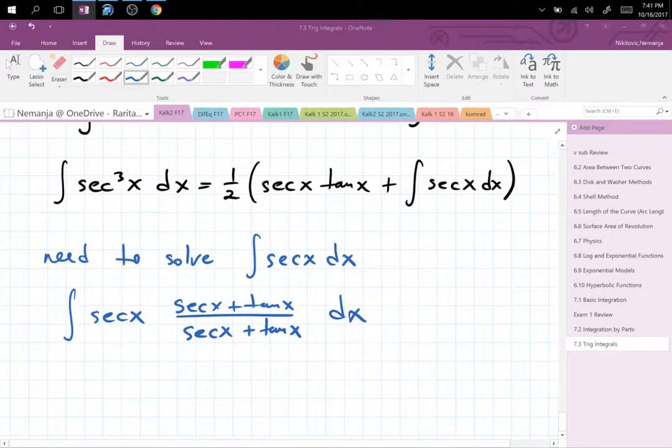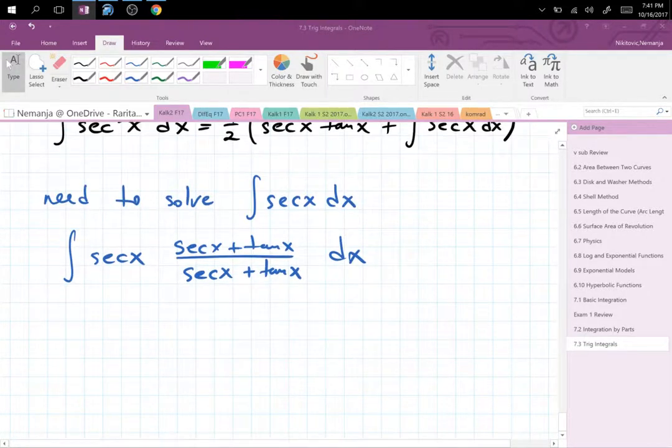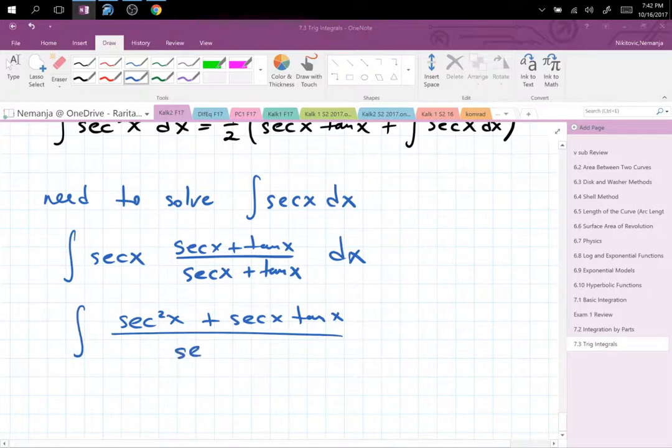Now this is something you would not think of in standard methods of solving integrals. So we have now two integrals. One is secant squared x plus secant x tangent x divided by secant x plus tangent x dx.